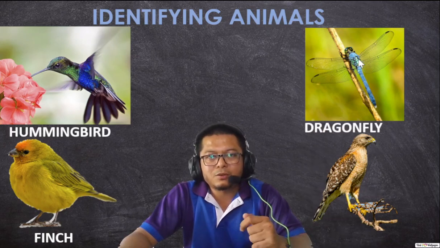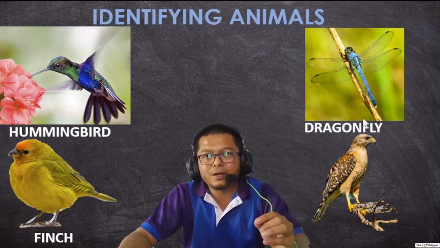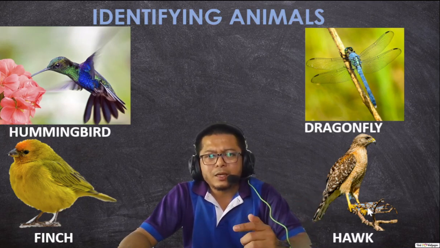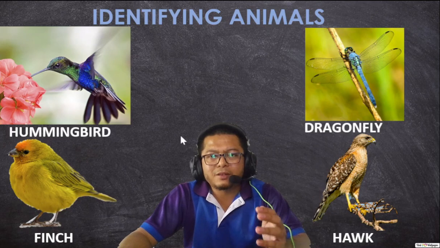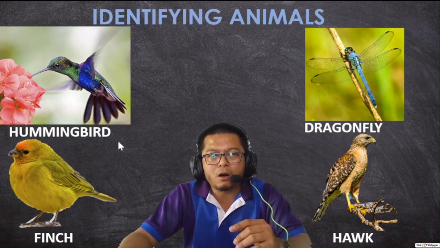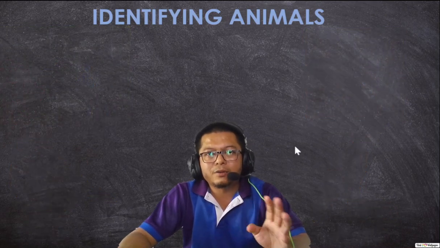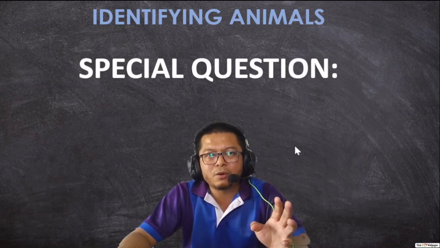Now this is dragonfly. Dragonfly also have many different types. And hawk also have different types of hawks, not only one hawk. There are many types of hawk, but we call it hawk. So hummingbird, finch, dragonfly, and hawk. If you can see the next animal, next for animal, special question.